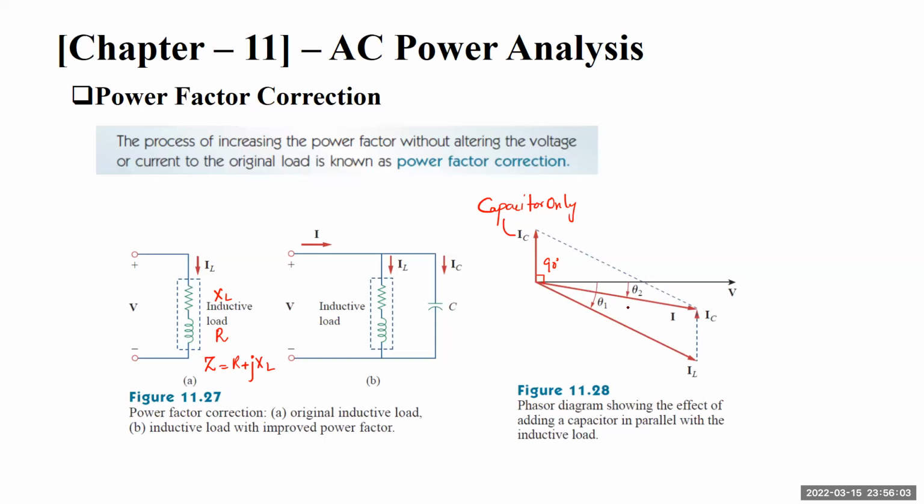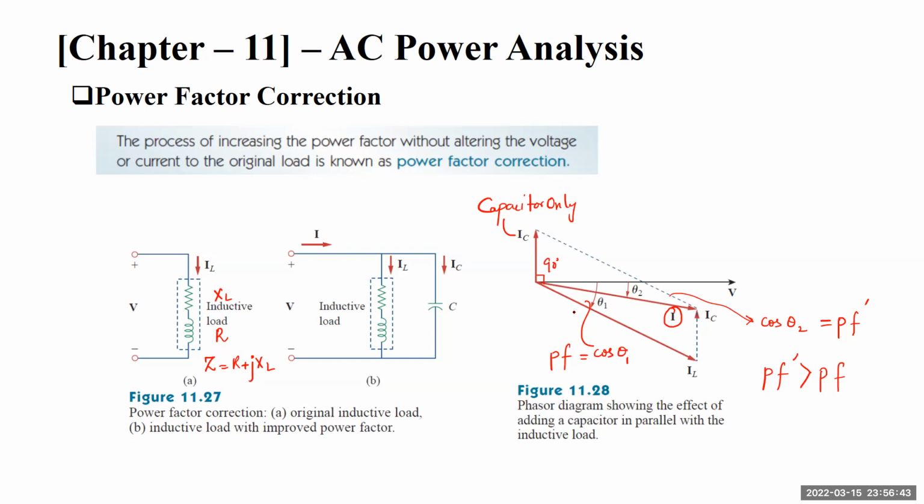or we can have these vectors added together, and eventually our effective current I, which is drawn from the source, becomes something like this, and this angle is phi 2. If I measure the cos of phi 2 for this angle and cos of phi 1, remember cos theta is our power factor, and this is my initial power factor. So PF dash is greater than PF in that case. That is what we call power factor improvement.